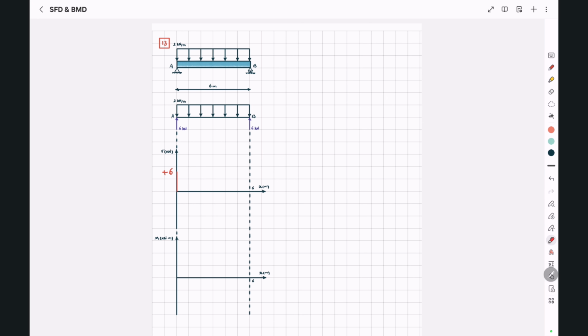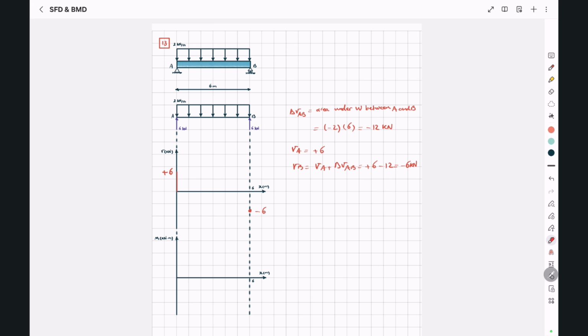From point A to point B, we don't have any concentrated loads applied. So using the first principle, we can say that the change in shear between these two points will be equal to the area under our distributed load. So delta V between A and B is equal to negative 2, since the distributed load is acting downward, multiplied by this distance, or 6 meters, or negative 12 kilonewton. VA is positive 6. So VB will be equal to VA plus delta V AB, or positive 6 minus 12, or negative 6 kilonewton. So this is our shear at point B, which is equal to negative 6.